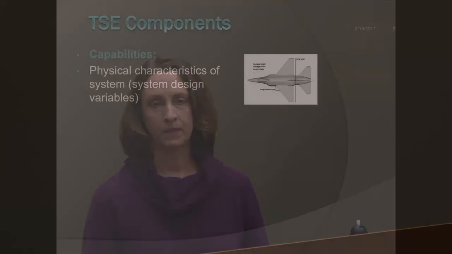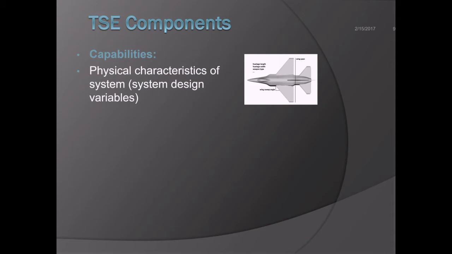Okay, so when we talk about capabilities in terms of trade space exploration, what we're looking at are normally the physical characteristics of the system. So for the example that I'll be using in the presentation today, this is aircraft design. We'll be looking at design variables that include things like wingspan, the wing sweep angle, the fuselage length. If it's a combat vehicle, you might want to know what type of weapon is going to be included on the vehicle. So when we look at capabilities in trade spaces, we're talking basically about physical characteristics that comprise the design variables.